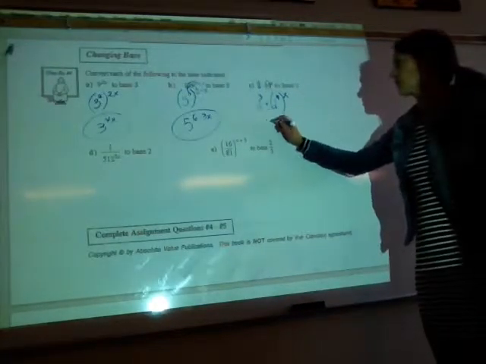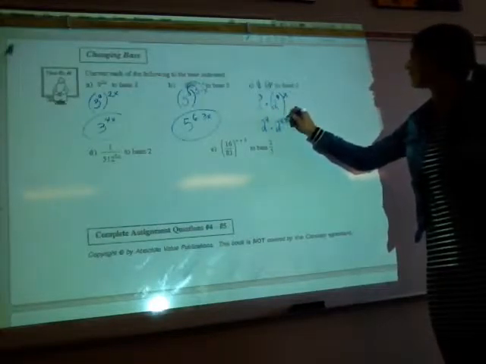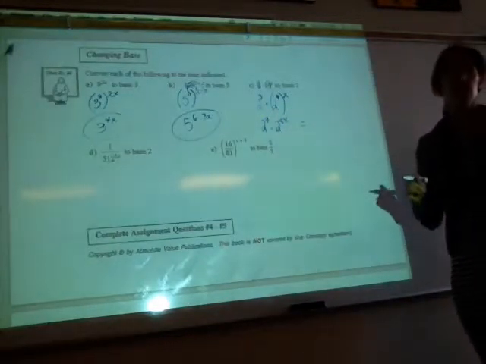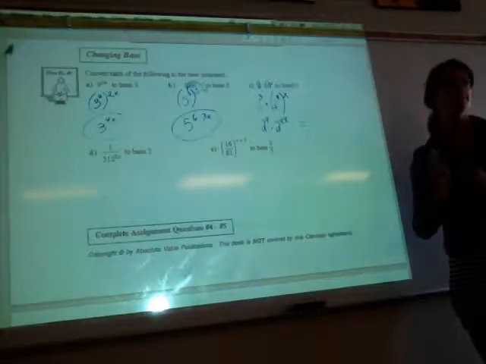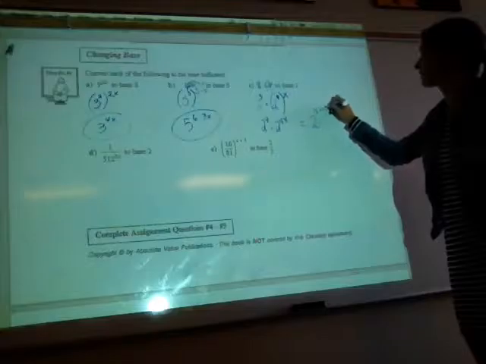So we have to distribute that. We have 2 to the power of 3 times 2 to the power of 4x. And if we have the same base, what do we do with those exponents? We add them. So 2 to the power of 3 plus 4x.